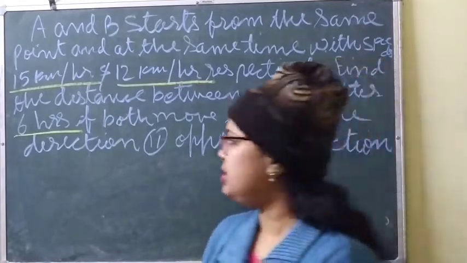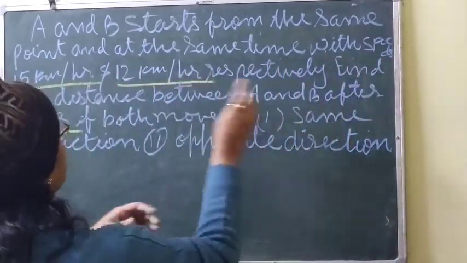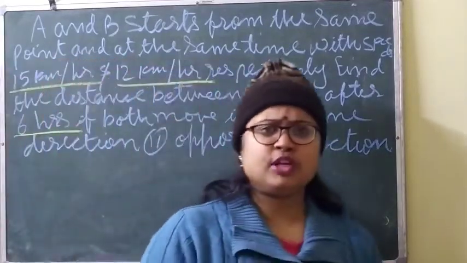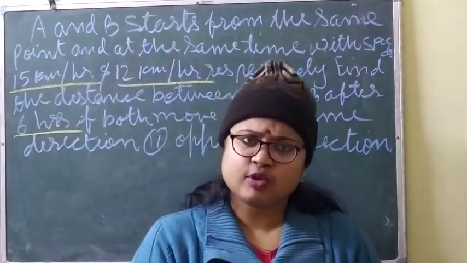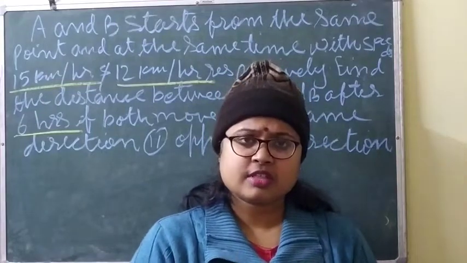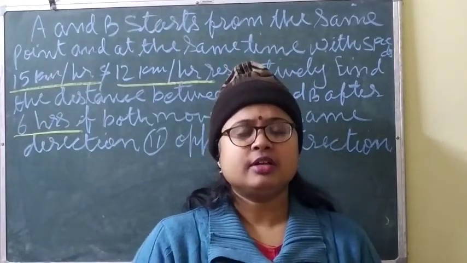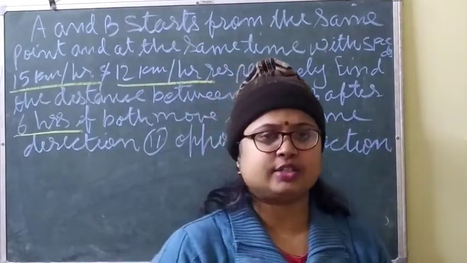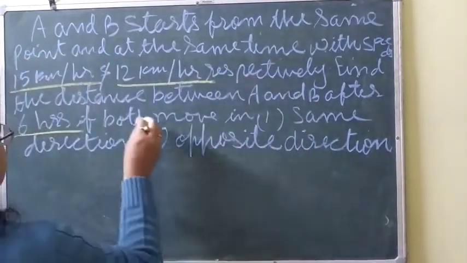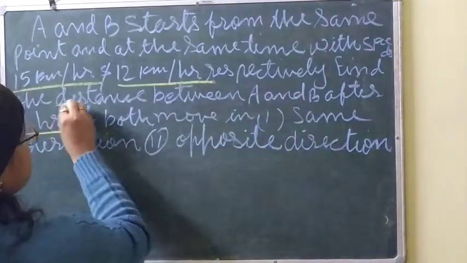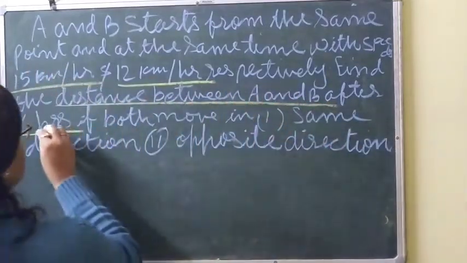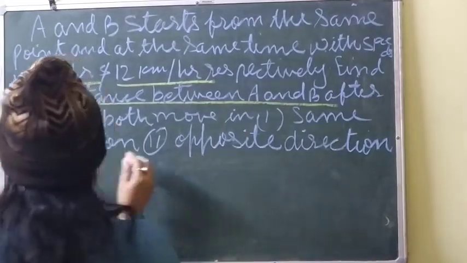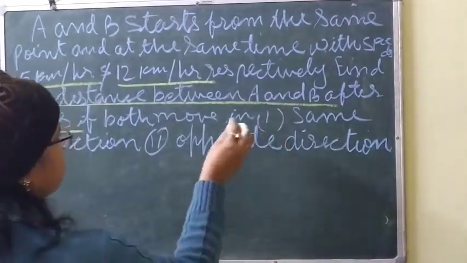Okay, so now let's do it. So first, speed is given here. We will add the speed or we will add the distance, meaning whatever quantity is given. For same direction, we do the subtraction, and for opposite direction, we do the addition. So, find the distance between A and B after 6 hours. A and B after 6 hours, distance we have to find out.